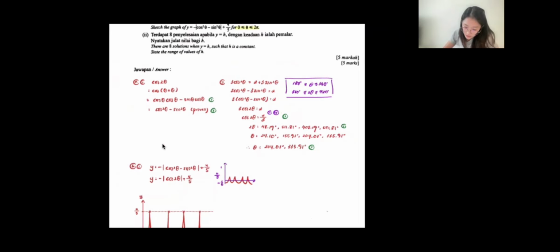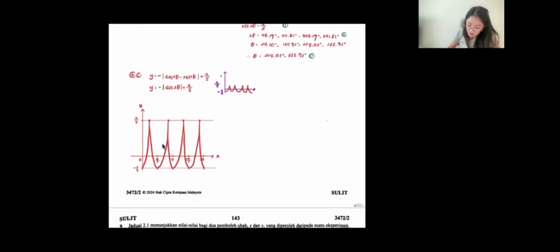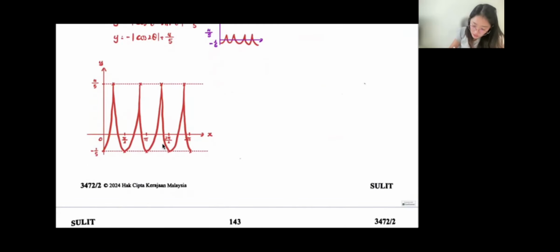Part 2. There are 8 solutions when y equals h. Now, guys, h is a number. y equals a number, it is a horizontal line. 8 solutions meaning 8 intersection points. State the value of h. So you see, I draw a line for you to see. If my line is here, in the middle, how many intersection points do you have? 1, 2, 3, 4, 5, 6, 7, 8.